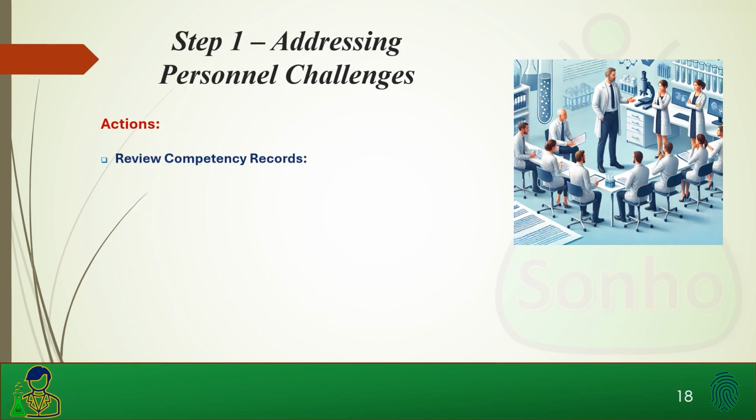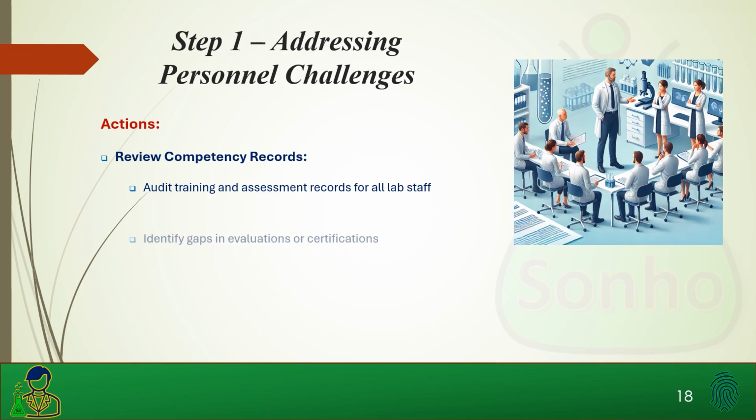So initially, I'm going to go over reviewing the competency records, audit training and assessment records for all staff. So dig in and get a good root cause, get a good baseline for what is currently the competency level of your staff. Identify gaps in evaluations or certifications. If the competency is not as thorough as it could be, maybe there's opportunities for improvement.